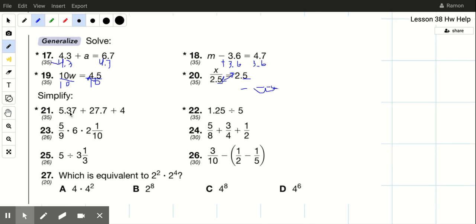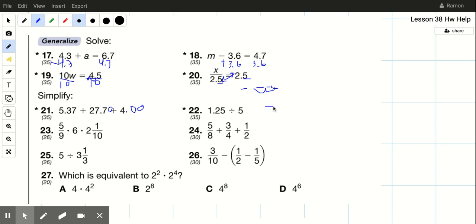21, simplify. 5.37, 27 and 7 tenths, and then 4. So we want to make sure that they all have the same number of digits after the decimal, and then we can line up our decimals and find the sum of these numbers.